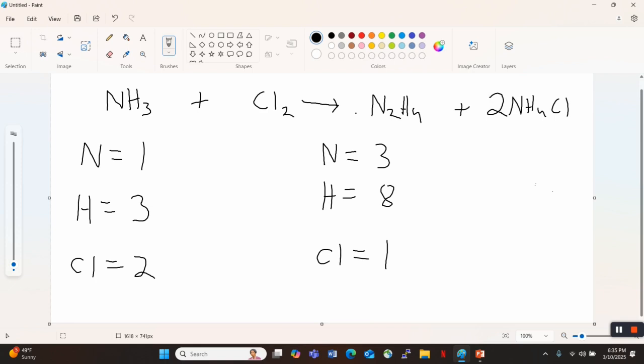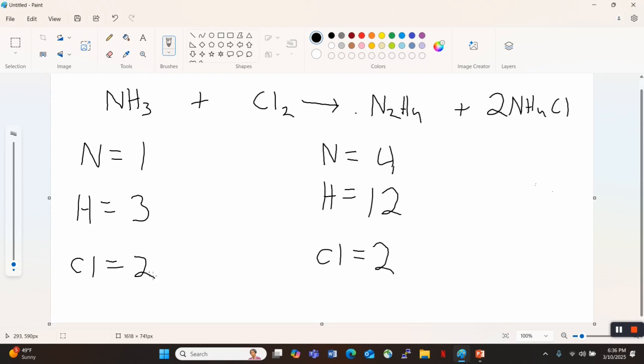Here is how it would change the atom balance in our product stream. So our initial goal was to balance the number of chloride atoms, which we've done. We now have two chlorides in our product, two in our reactants. We now have 12 hydrogen atoms and four nitrogens on our product side as well.